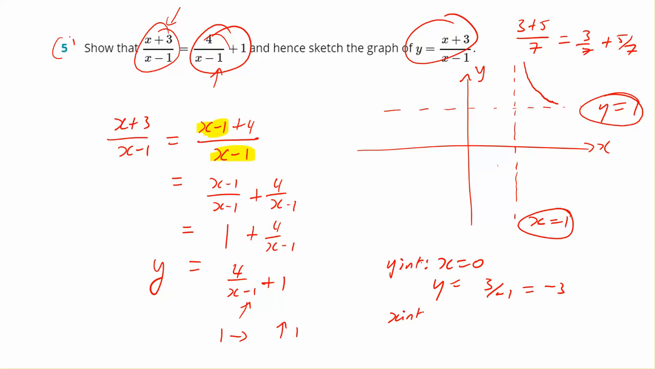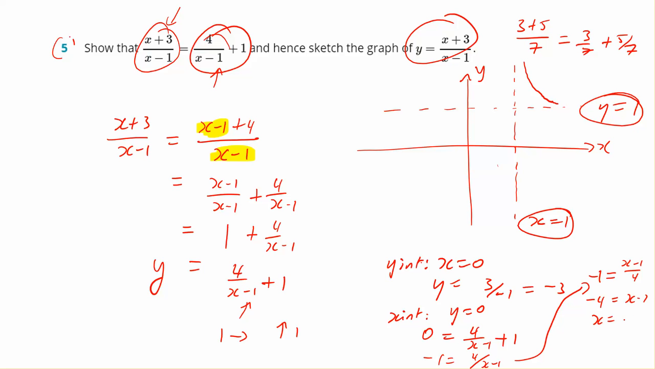For the x-intercept, y is 0, so we're going to make 0 equal to the form that's been simplified: 4 over x minus 1 plus 1. I'm going to move the 1 to the side, so negative 1 equals 4 over x minus 1. Now what I do is I flip both sides. When I flip it, I get (x minus 1) over 4 equals negative 1. I multiply both sides by 4, so negative 4 equals x minus 1. So x equals negative 3.